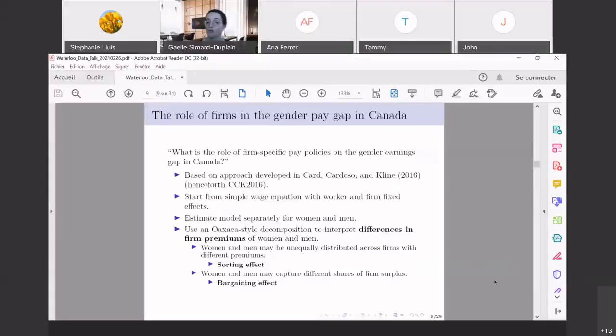One of those reasons is that women and men work at different firms, and so they have access to different firm premiums. We're going to refer to that difference as the sorting effect. Then, within a given firm, women and men can capture different shares of firm surplus. So for the same firm, you can have different firm premiums by sex. We're going to call this the bargaining effect. When I say we're going to call this, it's really just following CCK. But even with this simple decomposition, which we riff on a little bit, you can get interesting insight into the role that firms play in the gender pay gap in Canada.